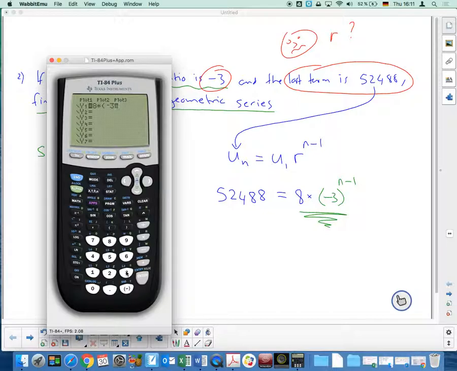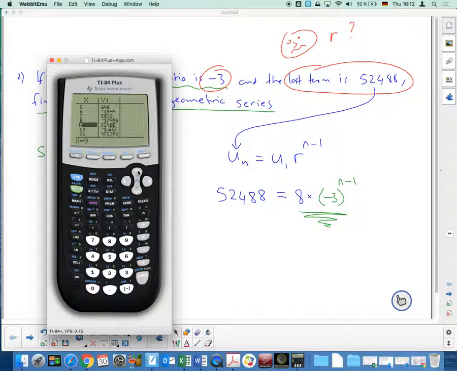-3, close my brackets, raise to the power, and I can now just type in, basically it's x for your calculator, which is the same as n. So you can see I've just typed it in exactly as it appears on that side. Second function table. Now I should be able to scroll down that table if I've done it properly and find the number 52488. There it is there. 52488. So it's the 9th term.